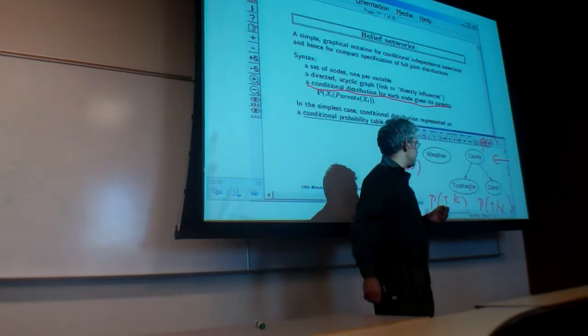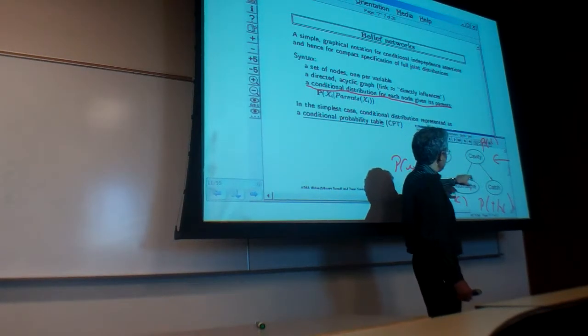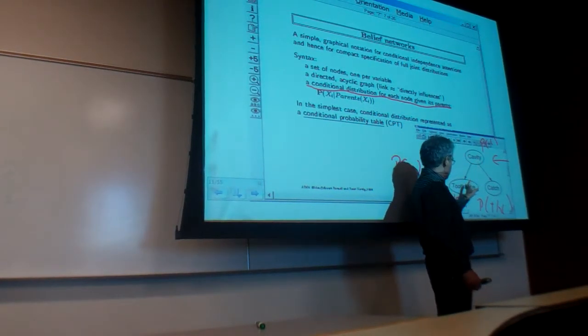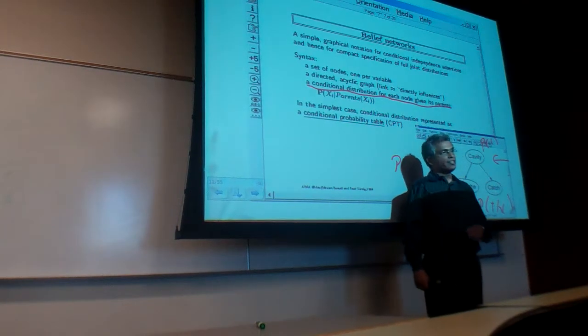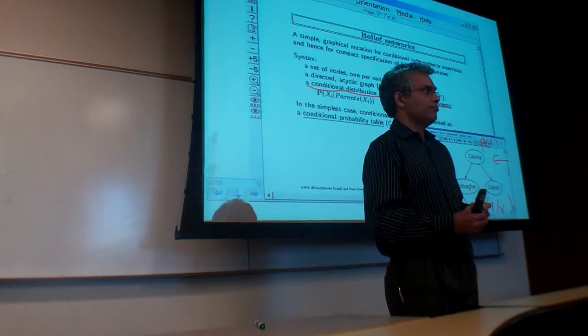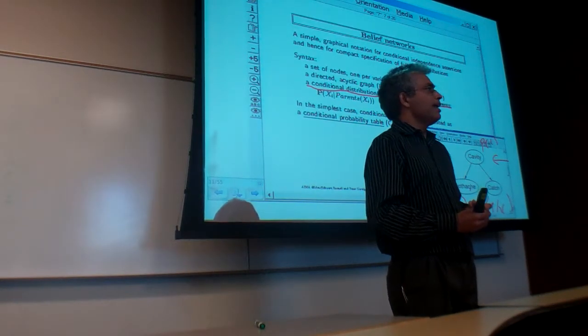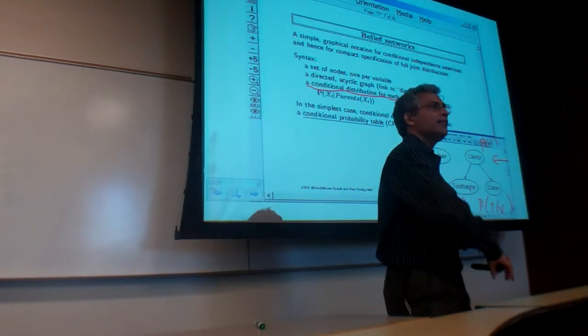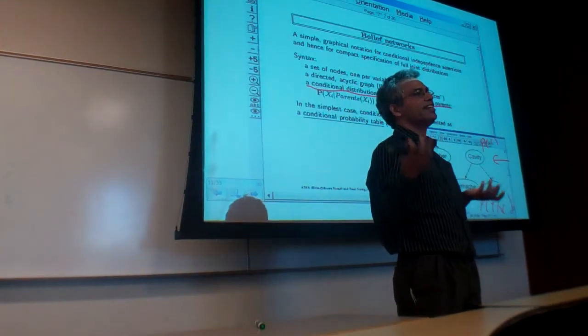So how many numbers did I give you? One number here, 1, 2, plus 2, 4, plus 2, 6. Instead of 16, I got by with 6. Now from these 6, I can magically reproduce all the 16 numbers.